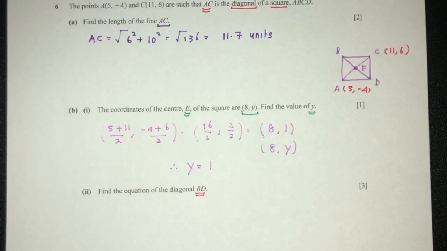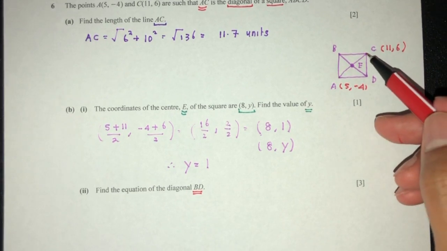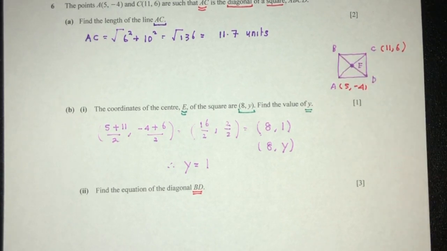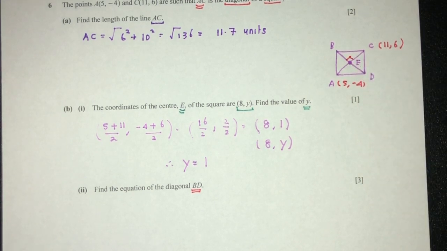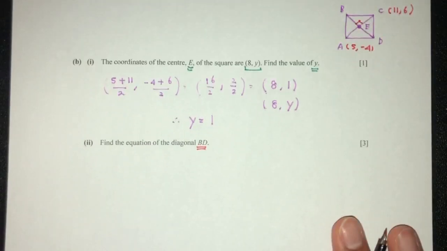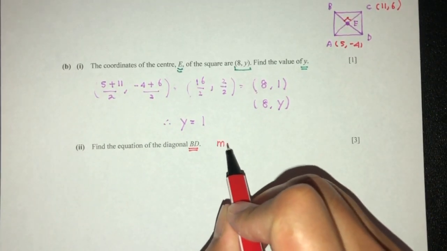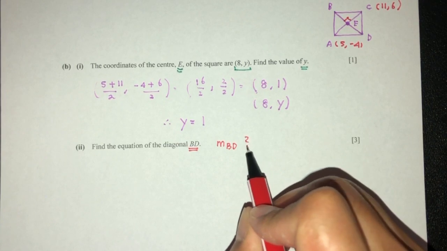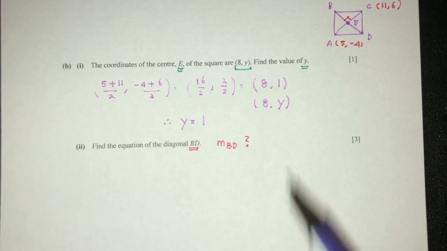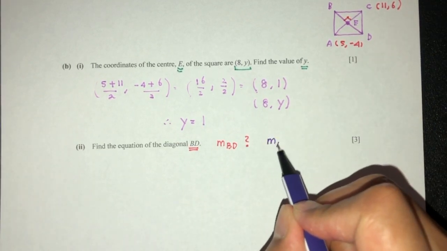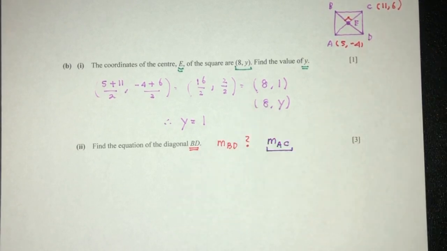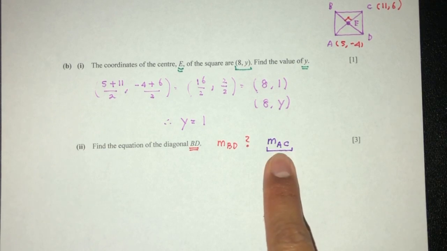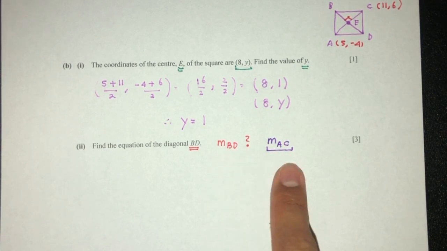Now to find the equation of BD, we have to understand that the diagonals of a square are at right angle to each other. That's something we have to know to solve this kind of question. To find the equation of a line, we must have the gradient of BD. But before that, we have to find the gradient of AC, because we can find that first, since we have the points A and C already. Then we can use that to find this. So let's find this first.